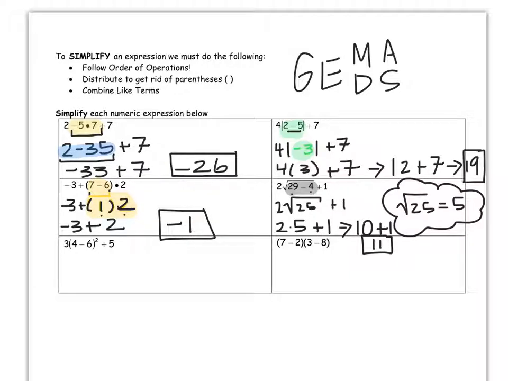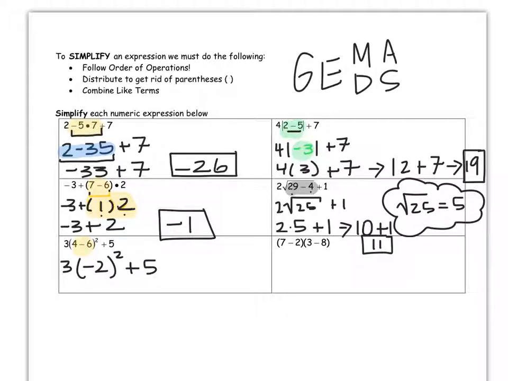Alright, let's move down. We only have a couple left. So, last one. I have a lot of stuff going on here. So, first, I have grouping symbols, 4 minus 6. So I'm going to rewrite this problem. I'm going to put my 3. 4 minus 6 is negative 2. I have a little exponent of 2 right there, and then plus 5 at the end.